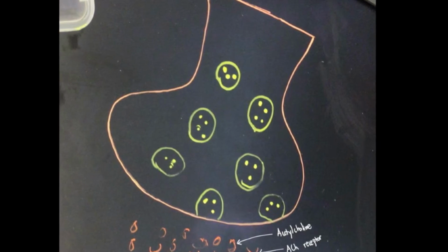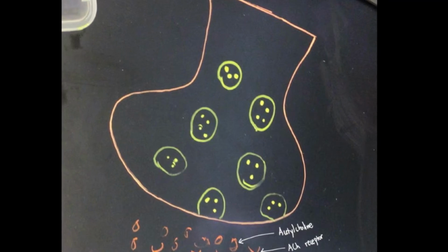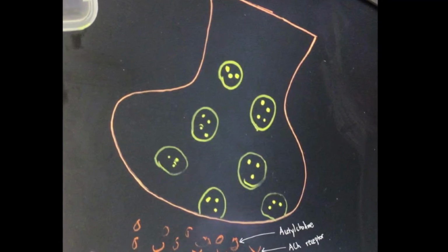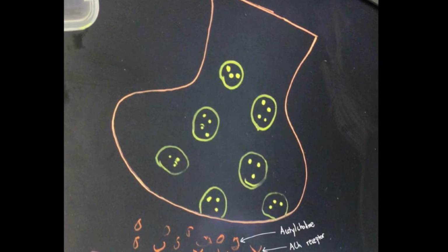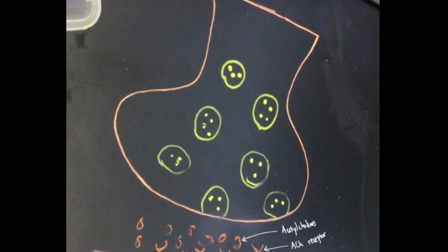Depolarization shoots down the T-tubule, which leads outside from the muscle fiber, which is the outer layer, into the sarcoplasmic reticulum, which is the inner layer. Sarcoplasmic reticulum is depolarized, causing the release of calcium.